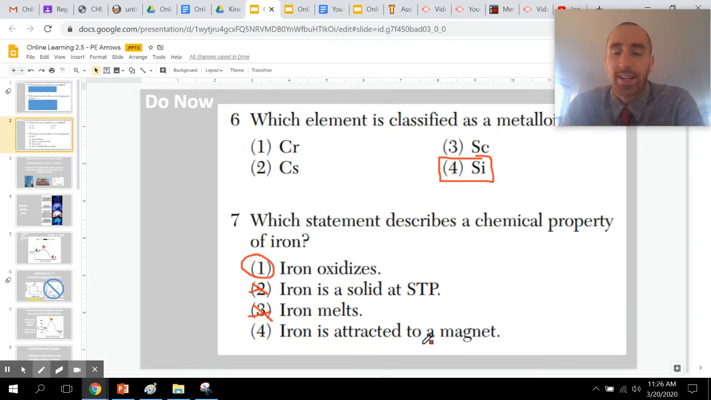Iron is attracted to a magnet. If you took iron and you attract it with a magnet and it sticks, and you separate them and you stick it again and you separate them, it's still iron. It's not changing form. It's not changing its chemical composition. It's just a physical property of iron.